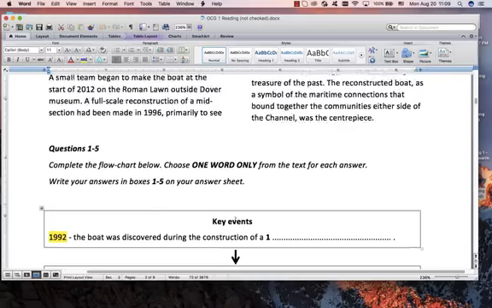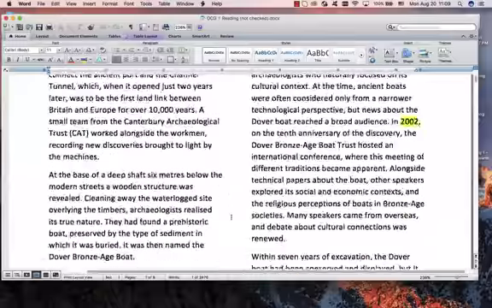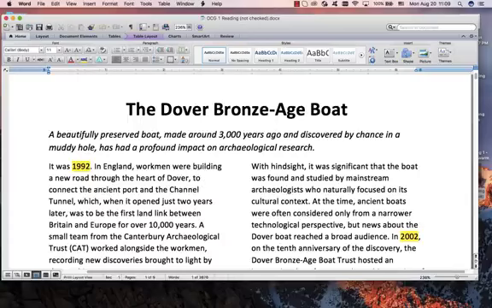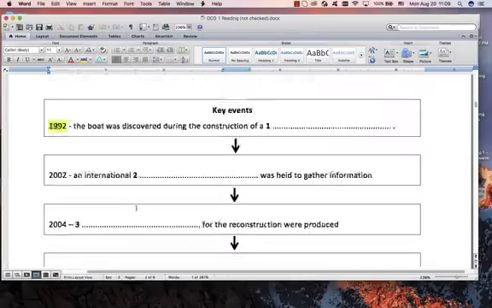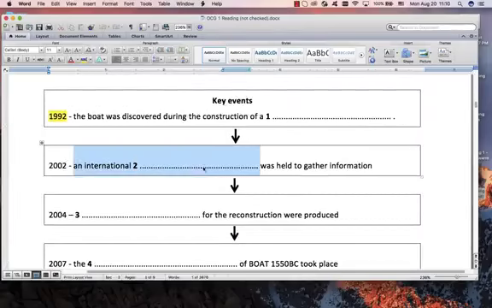Construction of something. What were they constructing? They were building a new road. So your answer there was road. Single countable noun. Right. An international something. So this is an adjective, because we have an over there, single countable noun again. This supports that. Of course, if it's was, it's going to be a single countable noun.